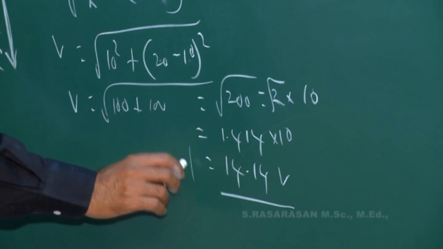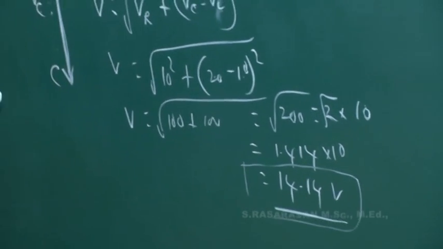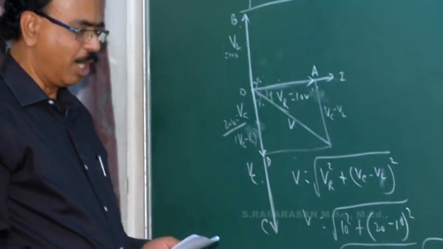What is the effective voltage in this RLC circuit in this problem 54? It is 14.14 volt. It is available in option D.